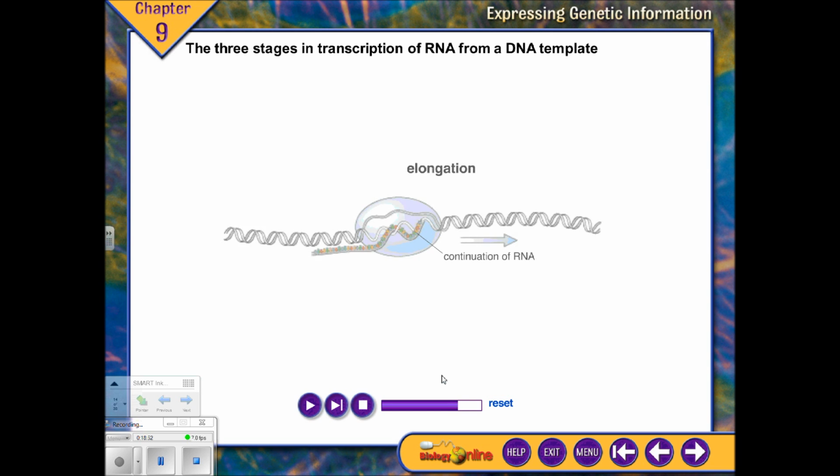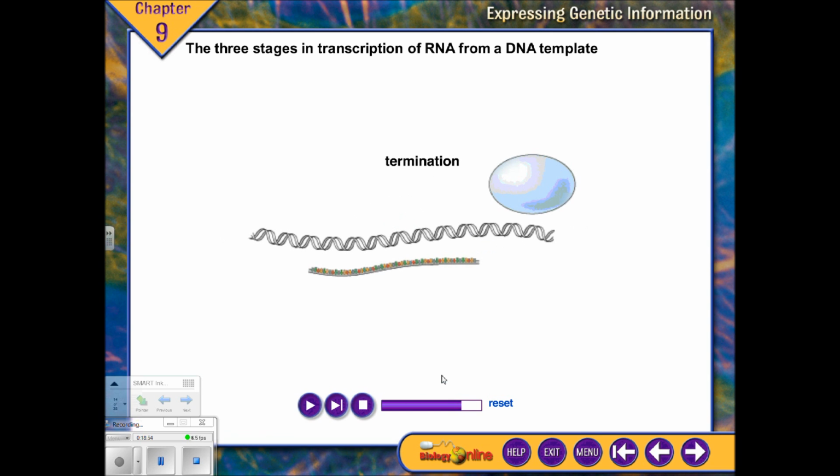The third stage of transcription is termination. When RNA polymerase reaches the terminator region, or the end of the DNA to be transcribed, the enzyme and primary transcript are released from the DNA, ending transcription.